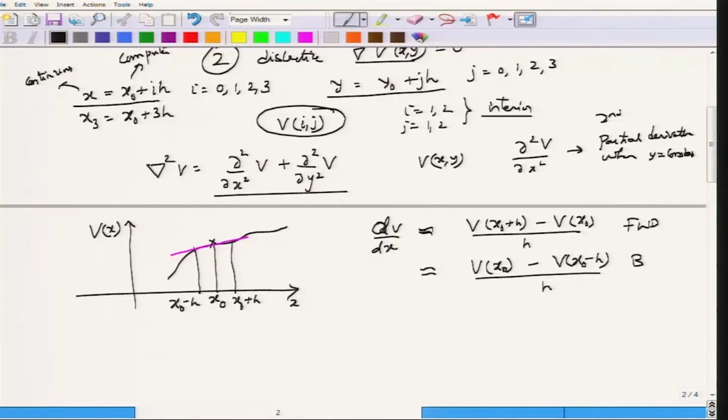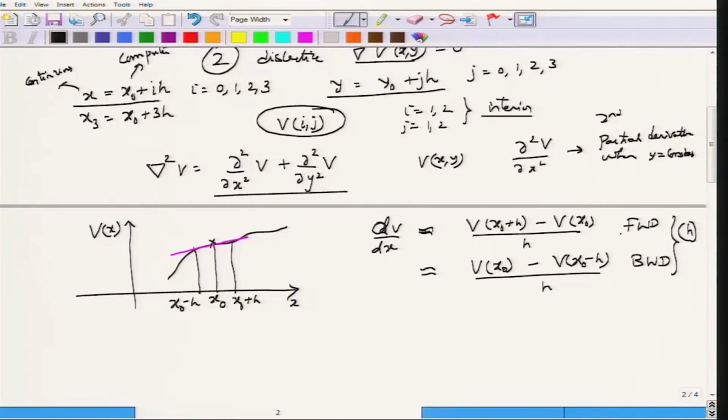So, this is called the backward difference formula. Both formulas appear with an error of the order of h. So, to improve, to reduce the error you need to make h smaller. These are fairly bad ways of evaluating the derivative.